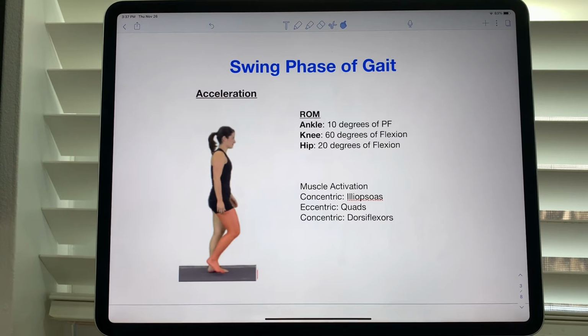The next phase of the gait cycle is the swing phase, and we are going to start with acceleration. During acceleration, the ankle range of motion is going to be 10 degrees of plantar flexion, knee 60 degrees of flexion, and hip 20 degrees of flexion.